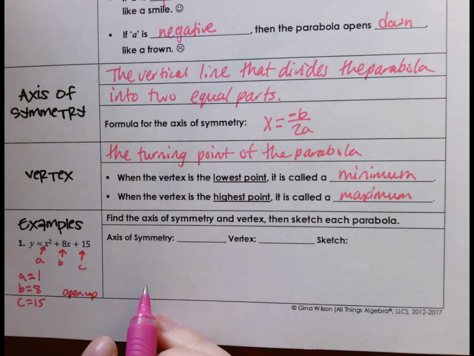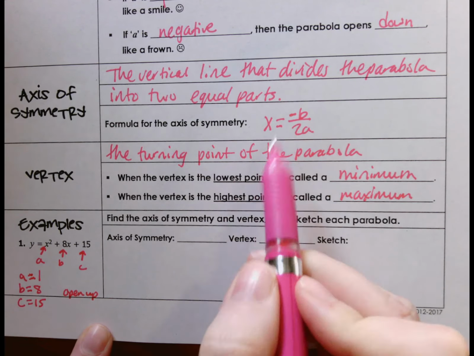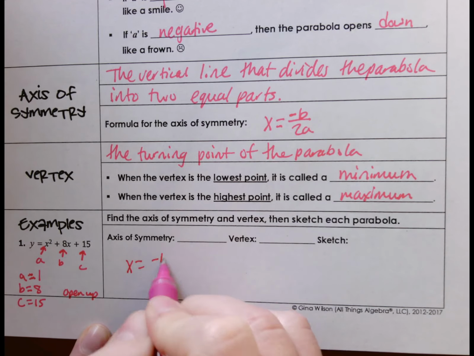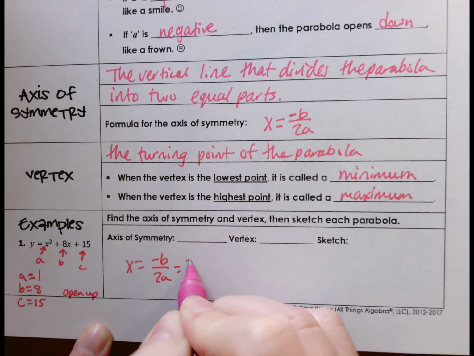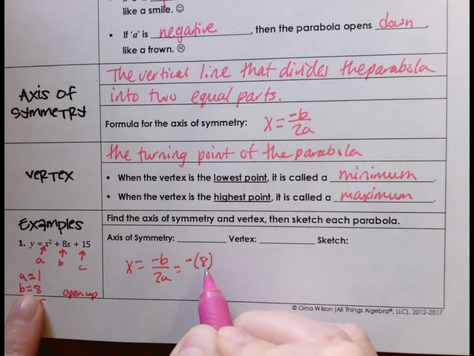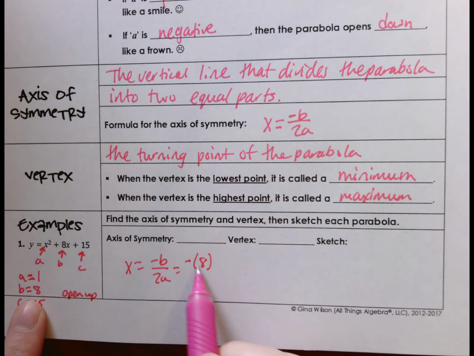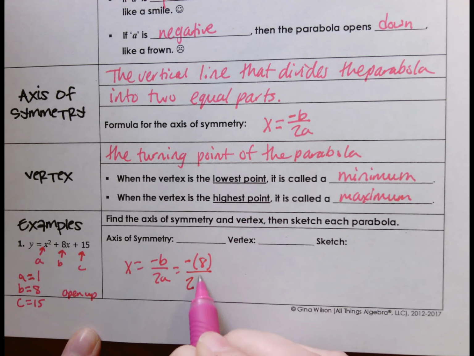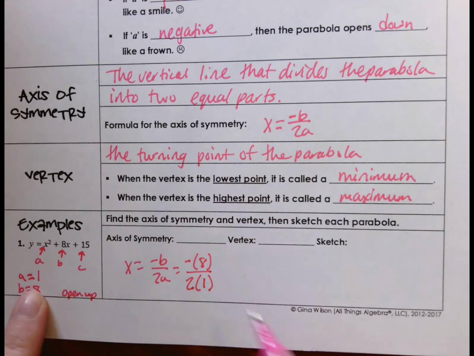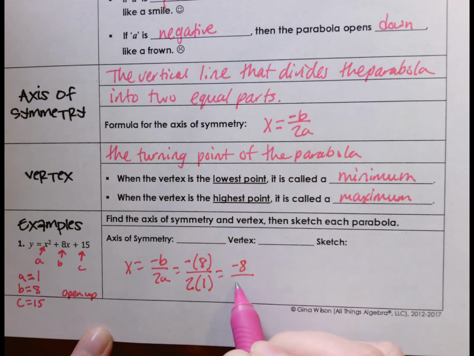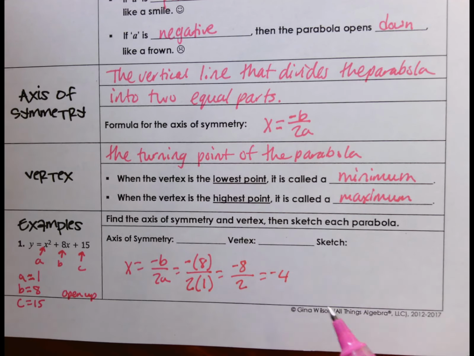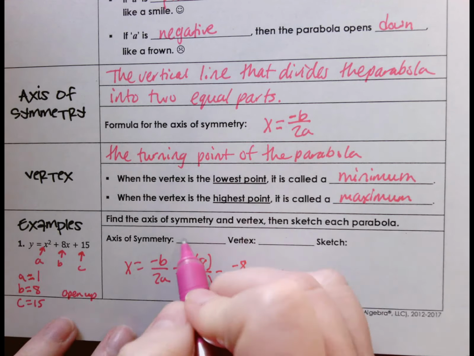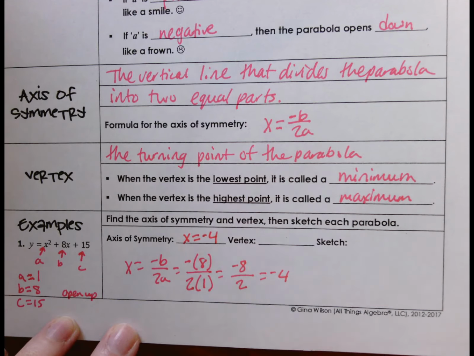So far we know that a is positive, so it's going to open up like a smile. All right, and now we need to find an axis of symmetry. So we're going to use the formula: x equals negative b over 2a. So negative b is negative 8. Notice that I put b in parentheses because if it were a negative, that negative would still stand and it would cancel out and make it positive. So you have to have this number in parentheses. So this number is 8. We divide by 2 times a, which is 1. So we end up with negative 8 divided by 2, which is negative 4. That means the axis of symmetry is going to be the vertical line x equals negative 4.